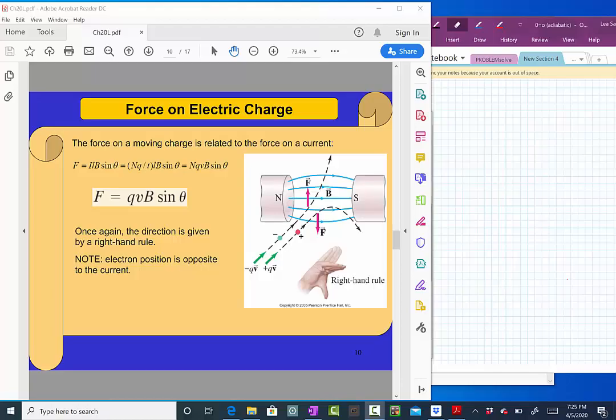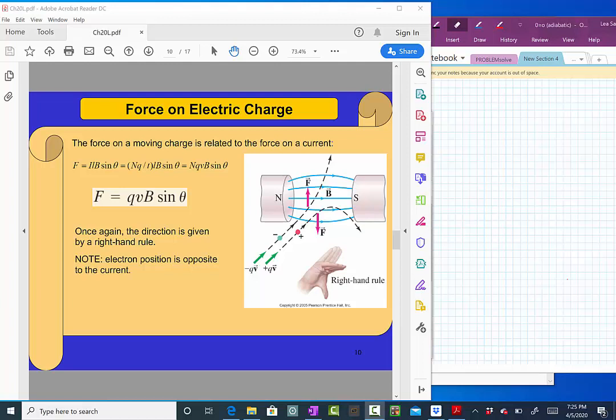Okay, so we talked about the direction and magnitude of a force on a wire that is carrying a current, and this wire feels a force when it goes through a magnetic field. Now we are going to study the force again, but instead of having current, which is a flow of many charges, I'm going to study the force on a single charge.